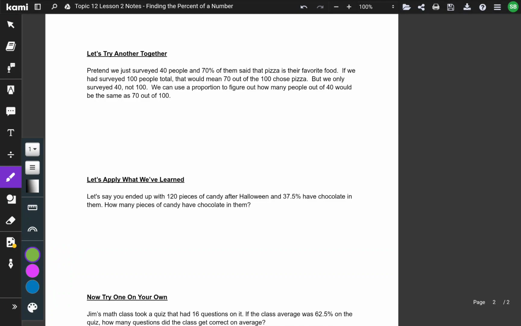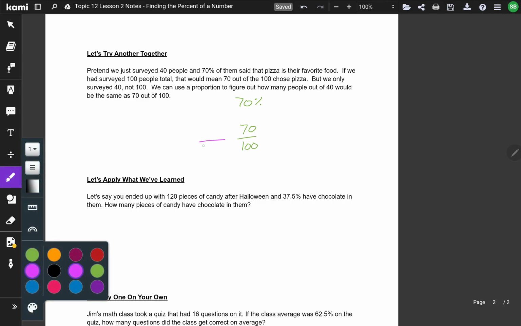Let's just pretend that we surveyed 40 people. 70% of them said that pizza is their favorite food. If we had surveyed 100 people total, that would mean 70 out of the 100 chose pizza. So right there, I know my comparison. I know my 70% is 70 out of 100. But we only surveyed 40 people. So in my other comparison, I'm looking for 40 people. I need to know what that missing piece is, because the question is how many people out of 40.